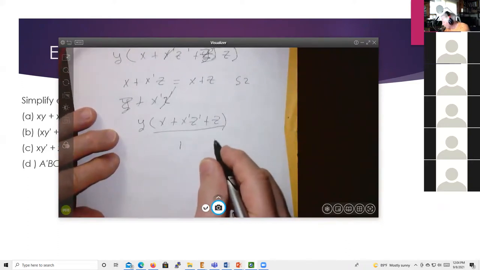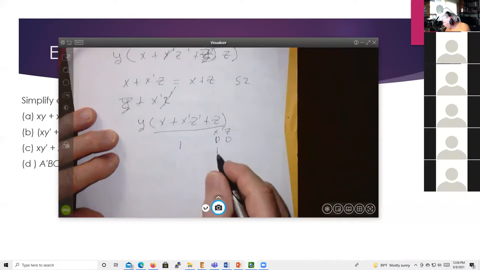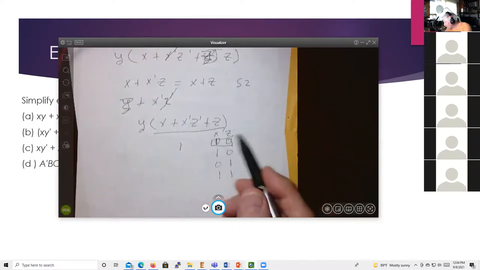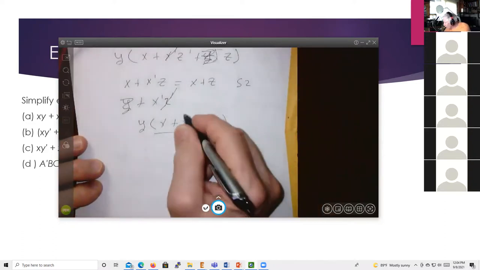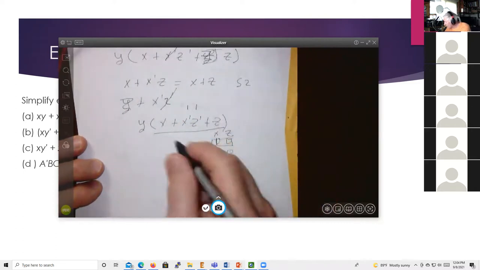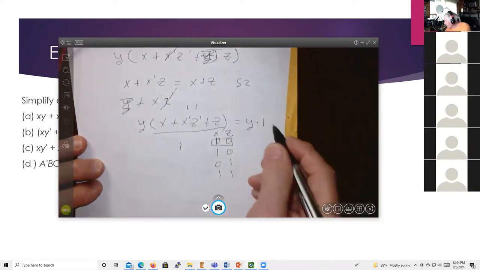We have a case where they're both 0. We have a case where x is 1 and z is 0. X is 0 and z is 1, and when they're both 1. Well, if they're both 1, it's obviously 1. If z is 1, it's 1. If x is 1, it's 1. So the only case you have to worry about is when they're both zero. What is it then? Well, if they're both zero, x prime is one and z prime is one. So this just turns out to be one, no matter how you slice it. And that means that it's y anded with one, which is just y.